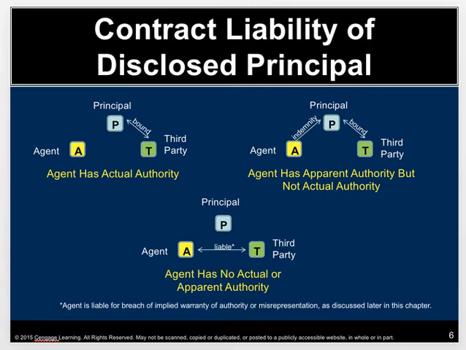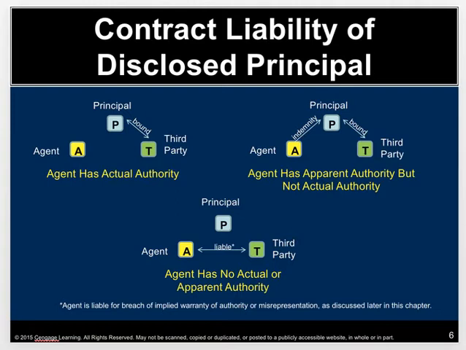There's a slide here that discusses the contract liability when the principal is disclosed. In other words, if you're the third party, you know you're dealing with an agent, and you also know the identity of the principal. So in this particular situation, if the agent has actual authority, then the principal is bound to the third party by the agent's actions. If the agent has apparent authority but not actual authority, then the principal is still bound to the third party, but the agent may have a duty to indemnify the principal. In other words, may have to provide or pay for any damages that the principal suffers as a result of your not having actual authority.